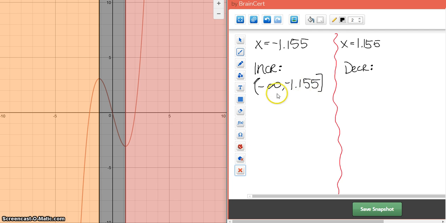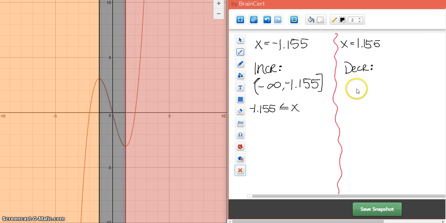And since I started at negative infinity, I'll put a parentheses because it's not something that I can approach. And at this point, it is a closed point, which means I'm going to put brackets. If I wanted to write this using inequalities, I would simply say that negative 1.155 is less than or equal to x. That's one of my increasing intervals. So this is one way to write it.